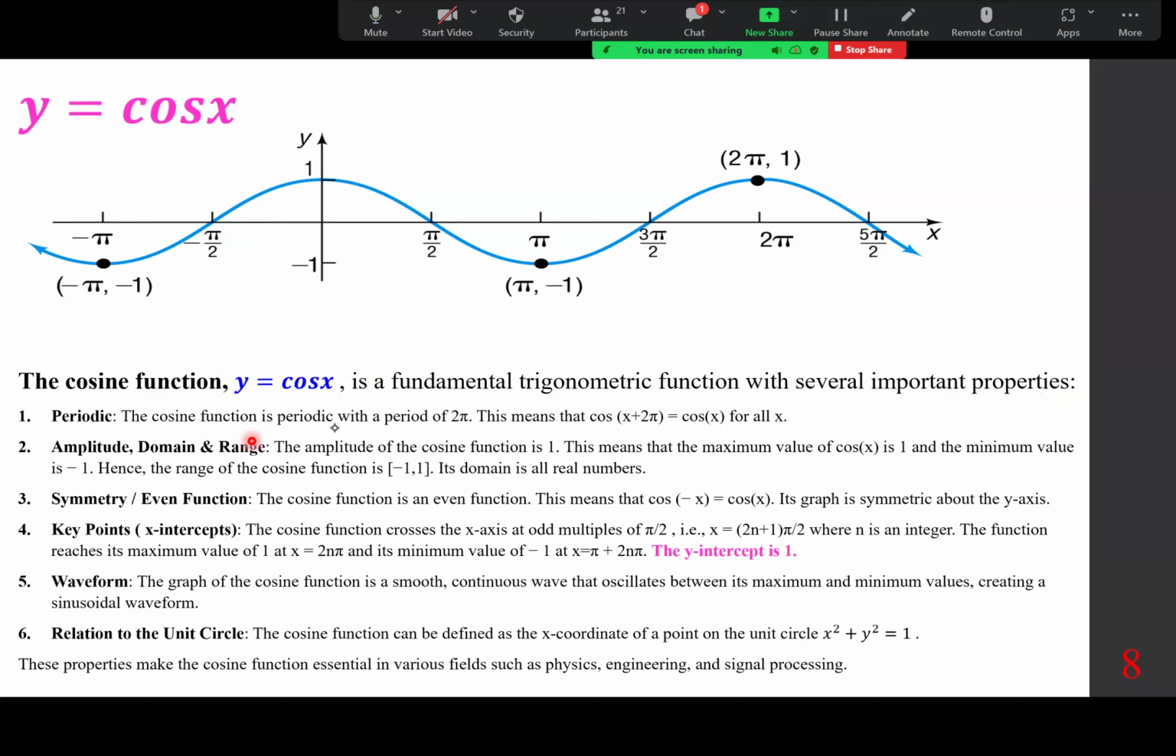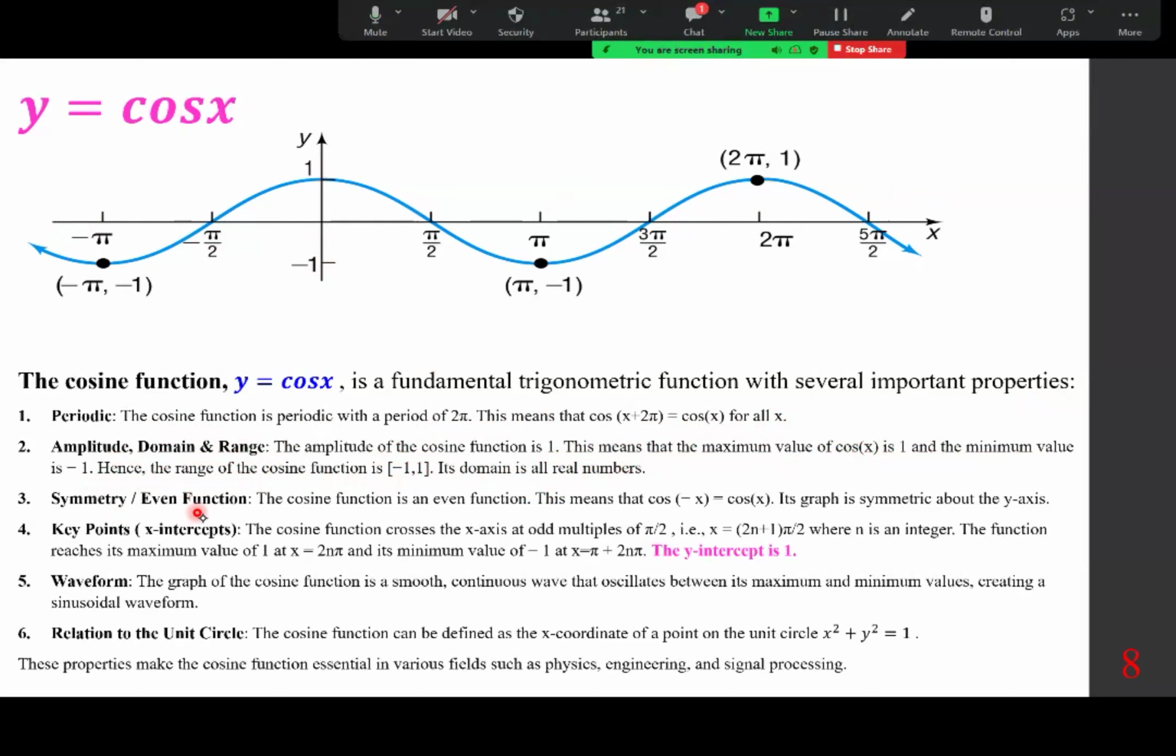Number 1, period. The cosine function is periodic with the period of 2 pi. That means cosine of x plus 2 pi is cosine x for all x. Amplitude, domain, and range. The amplitude of the cosine function is 1. This means that the maximum value of cosine is 1 and the minimum value is -1. Hence, the range is from -1 to 1. Its domain is all real numbers.